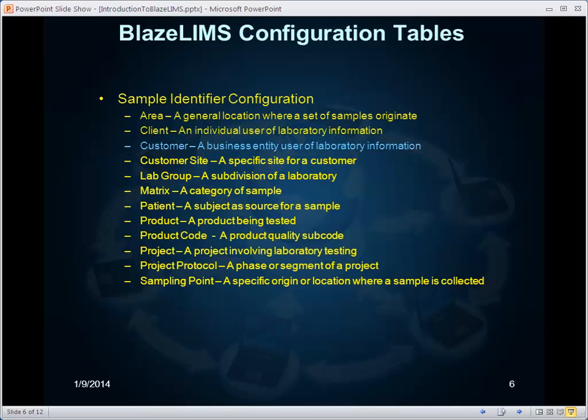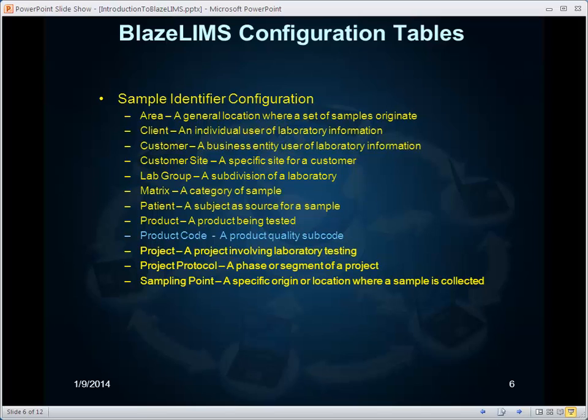A customer is a business entity user of laboratory information. A customer site is a specific site for that customer. A lab group is a subdivision of the laboratory responsible for performing particular methods. One example might be a contract lab and an internal lab. Matrix is a category of sample associated with providing additional parameters to define it. A patient is a subject as a source for a sample. A product is a product being tested.